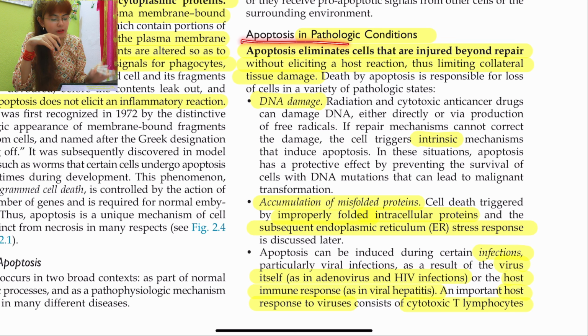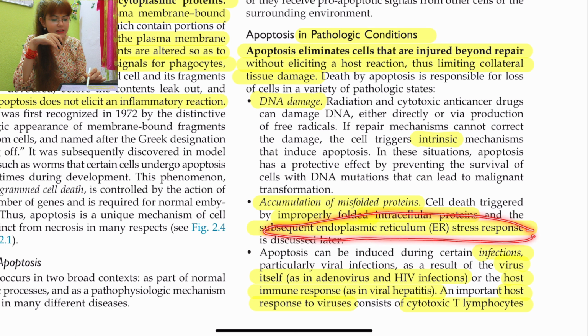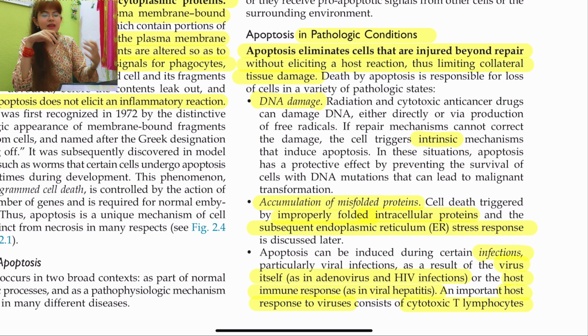So apoptosis in pathological conditions, examples are DNA damage, where the cell triggers intrinsic mechanisms to induce apoptosis, because once there's DNA damage, there is no point if the cell is not being able to repair itself in spite of the p53 mechanisms and all, then there has to be apoptosis, otherwise the cell will start to produce cancer cells, right? Okay, accumulation of misfolded proteins, like for example, the ER stress response, which I've already explained, does come to play whenever there is an accumulation of misfolded proteins. But then again, if the limit is getting exceeded and this ER response is not sufficient, then the cell has to die by apoptosis.